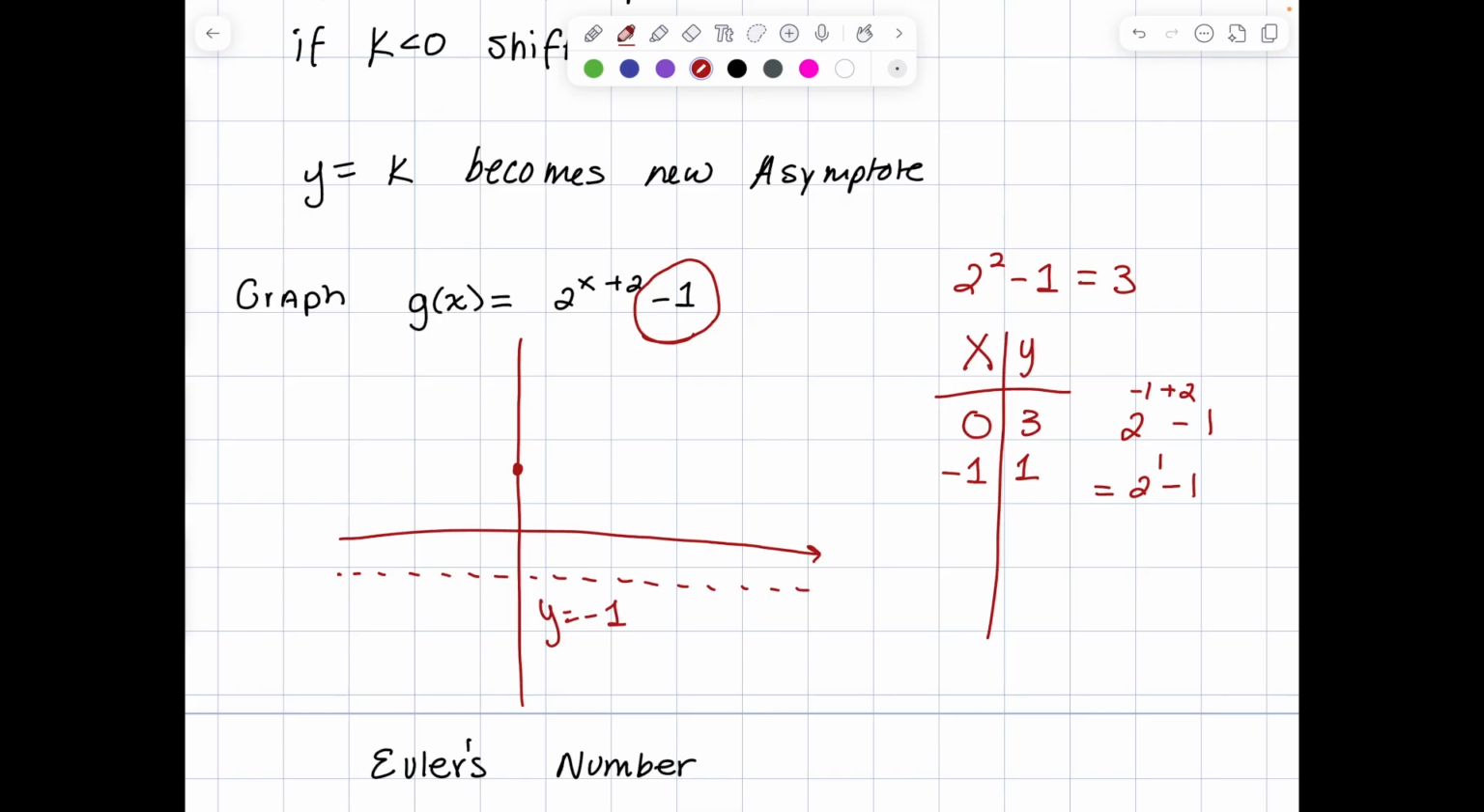So I have negative 1, 1. I'll say that's here. And then let's just do one more. Let's say, let's do negative 2. If I do negative 2, so I have 2 to the negative 2 plus 2 minus 1. This becomes 2 to the 0, which is 1 minus 1, which equals 0. So negative 2 is going to be 0.